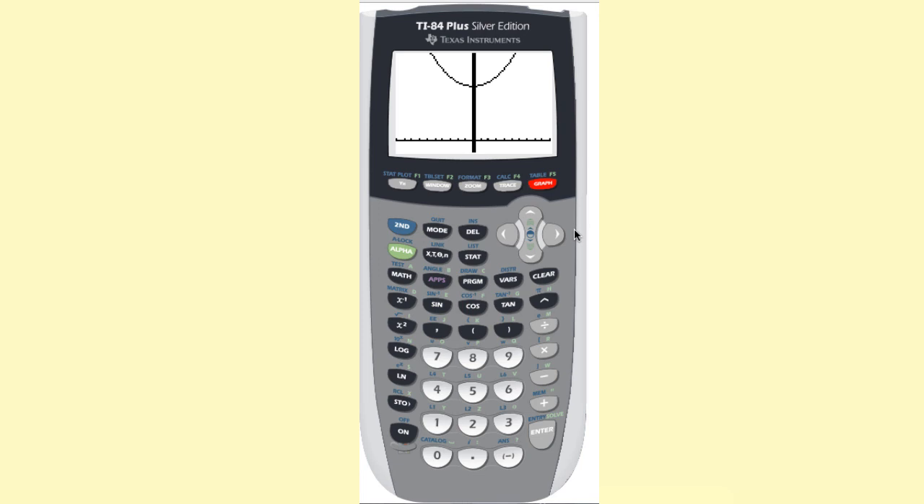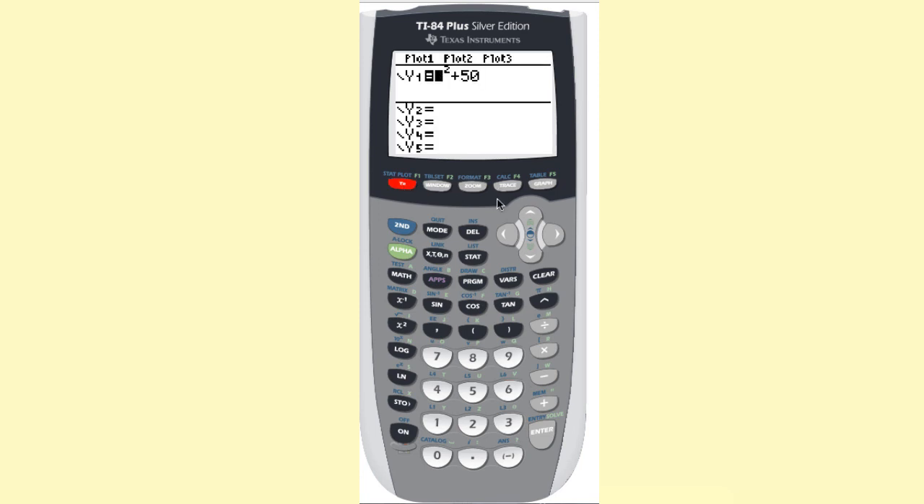So from here, you might need to fine-tune how this graph looks in order to answer any questions related to the function, and that's what this lesson is all about. So I'm going to reset this window. I'm going to go zoom 6.